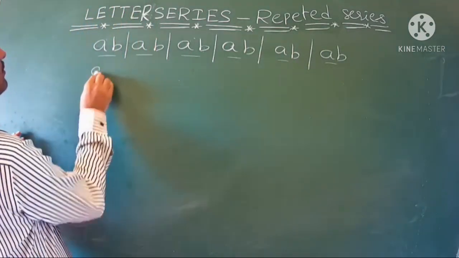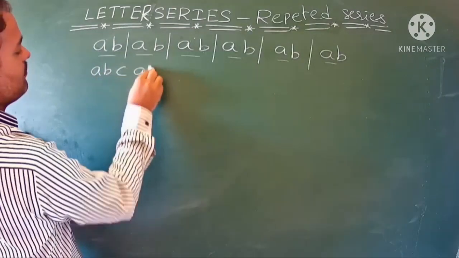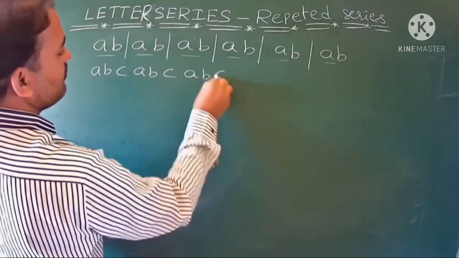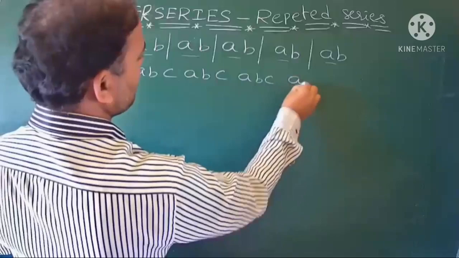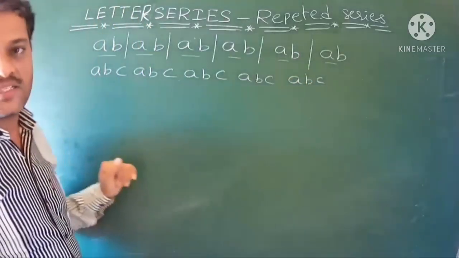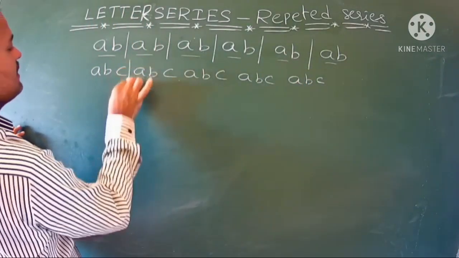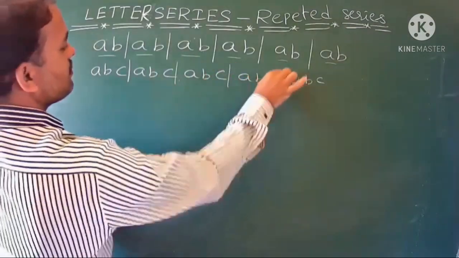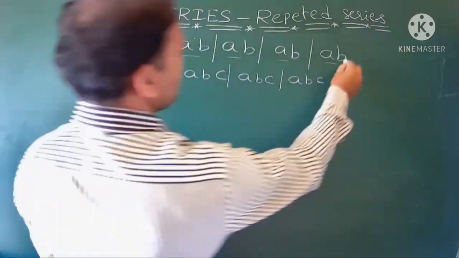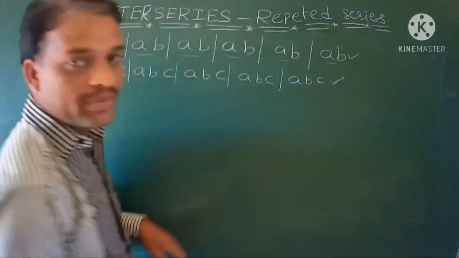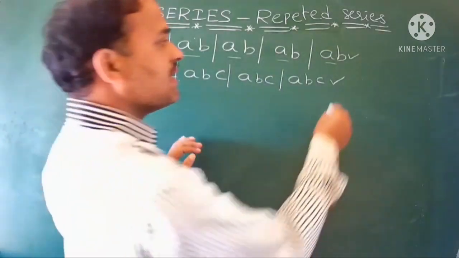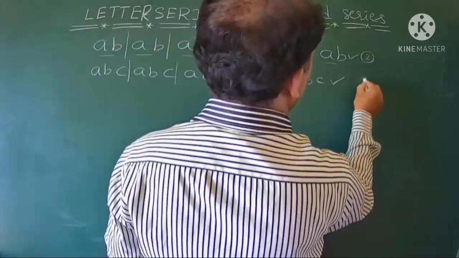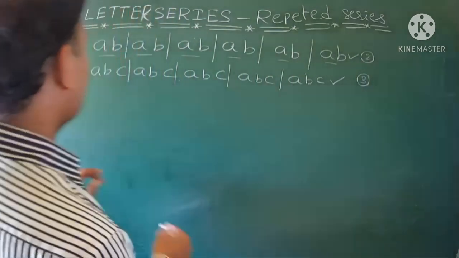For example, sometimes ABC, ABC, ABC, ABC, ABC will be there. So once you need to observe here, dividing into a three-letter combination. So ABC, ABC, ABC means yes, it is also called a repeated series. Means either repeating two letters or three letters.